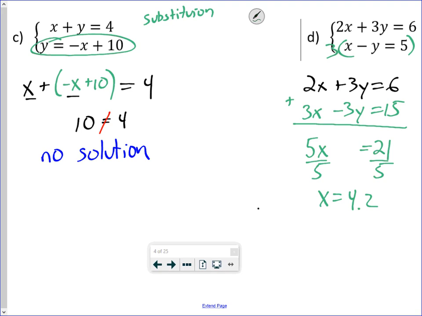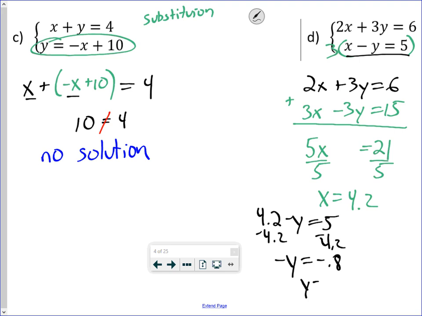Then I know that 4.2 minus y equals 5, because that's the second equation. And so I'll subtract 4.2 from both sides, and I'll get negative y equals negative 0.8, or y equals 0.8. So my solution is (4.2, 0.8).